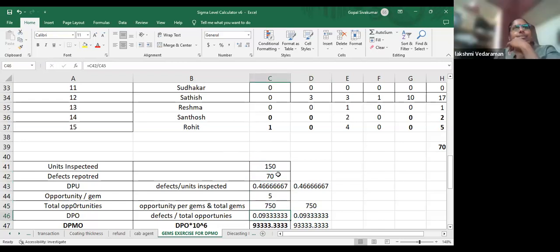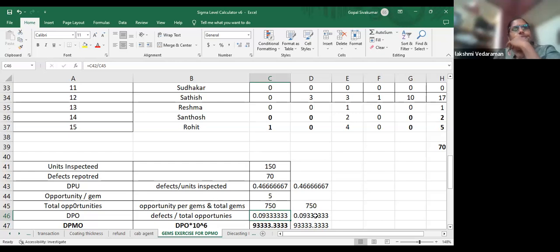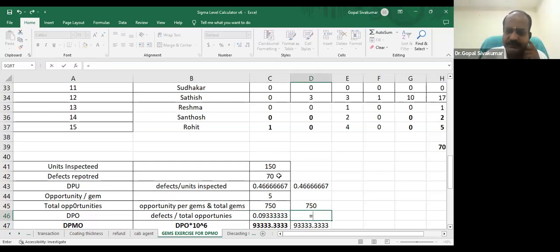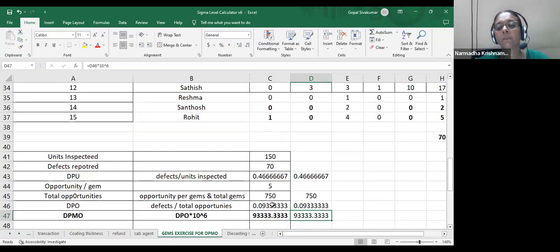Now I want to calculate something known as defects per opportunity. So numerator is defects, denominator is total opportunity. Defects is 70, divided by total opportunity, 750. 70 divided by 750 gives me 0.09333333. This is known as defects per opportunity.